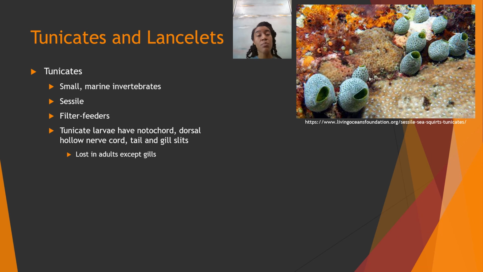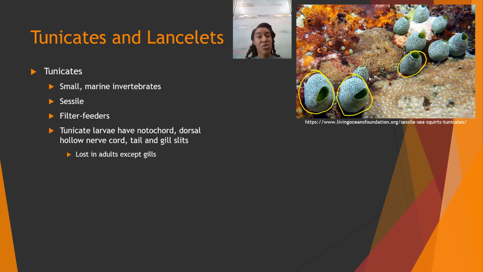The simplest chordates are both invertebrates, and this includes the tunicates and the lancelets. Tunicates are small marine invertebrates, and they look something like this. So these little blue circular organisms, I think they're actually quite cute. Those are the tunicates, and they're sessile filter feeders. So they usually form on rocks, anchors, sides of boats, docks, things like that. And once they attach, they spend their whole life in that location, and they just filter feed from there.